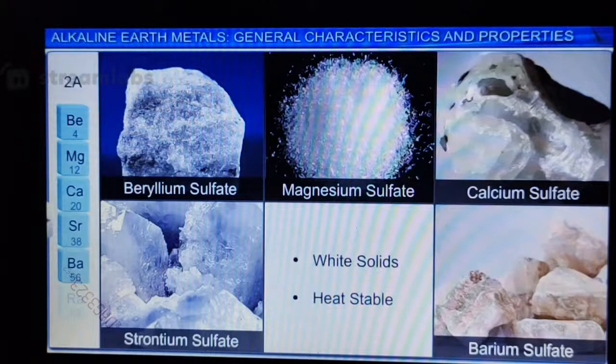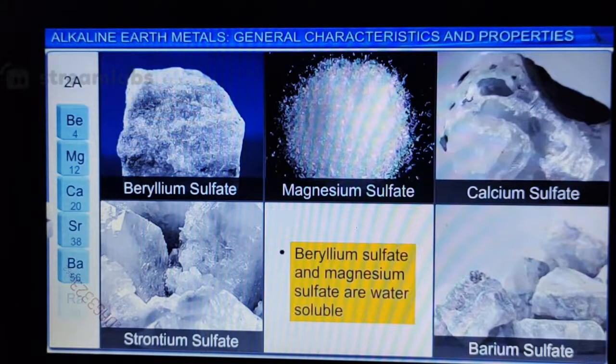All these sulfates and all, they are unstable and are water soluble. They have to be stored properly.